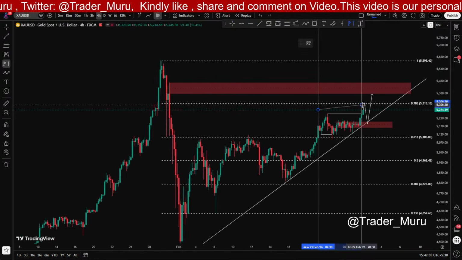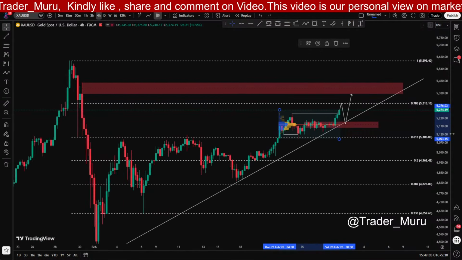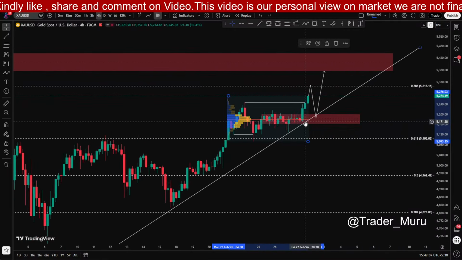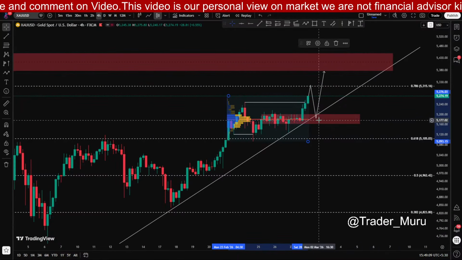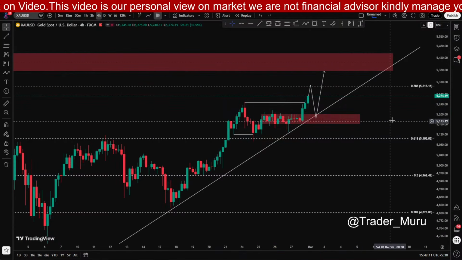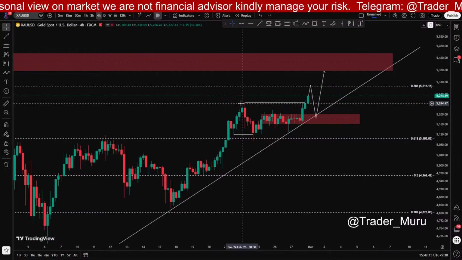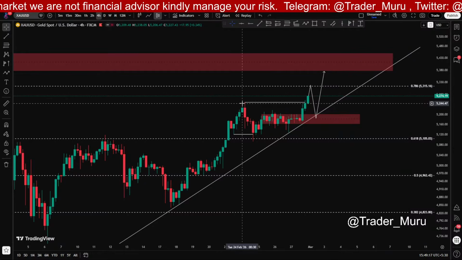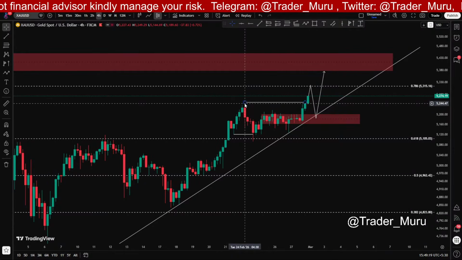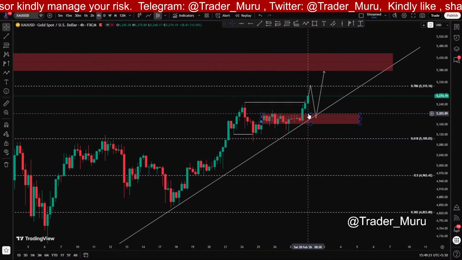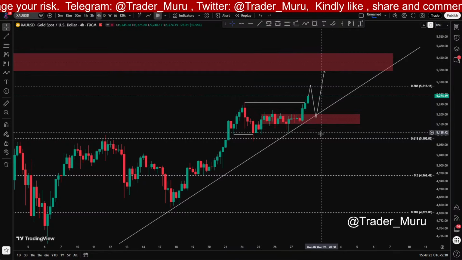If I show you, there will be a POC. See this? So max possibility is this area. But I will not ignore this one too. I will wait for this one. First I will try to buy from here, then I will try to buy from this area.